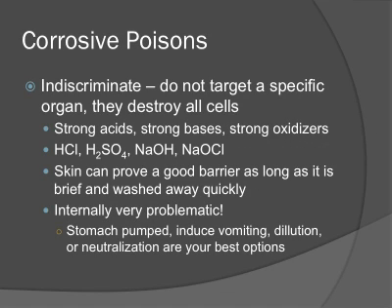So one type of poison is corrosive poisons, and basically these poisons don't target anything in specific. Any cell they come into contact with, they destroy. And so these are the very, very bad types of poison. These types of poisons are your strong acids or your strong bases or your strong oxidizers.